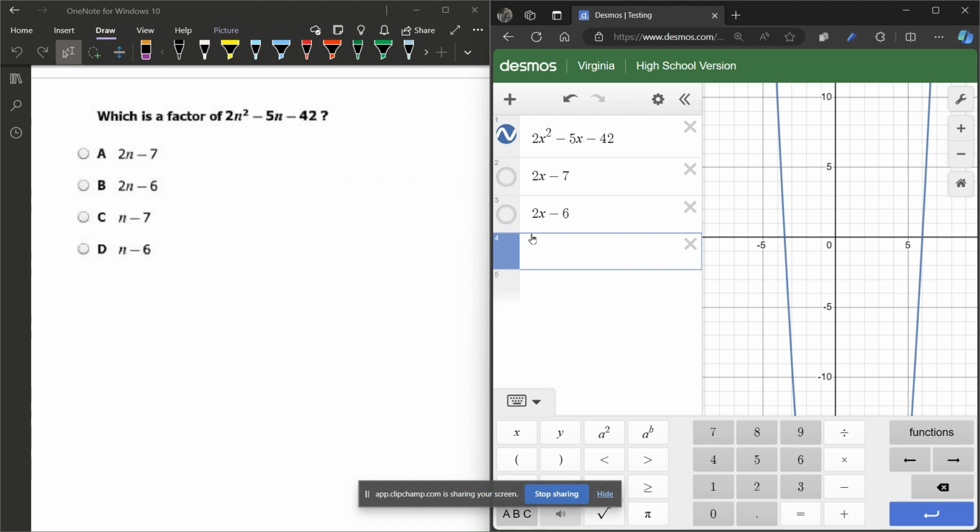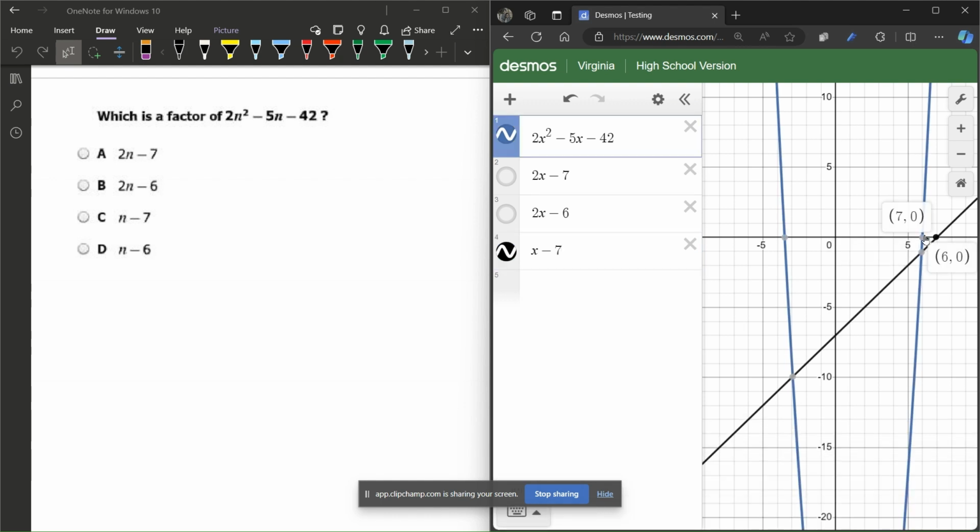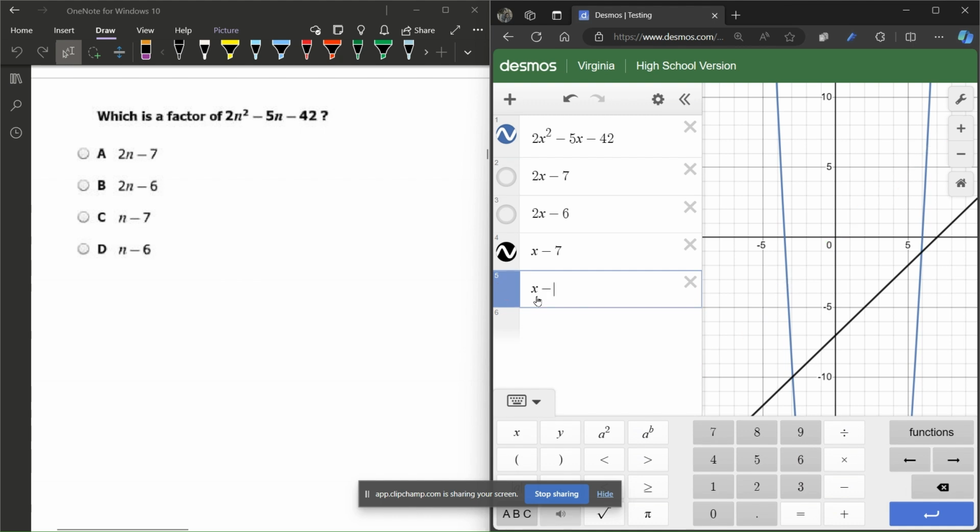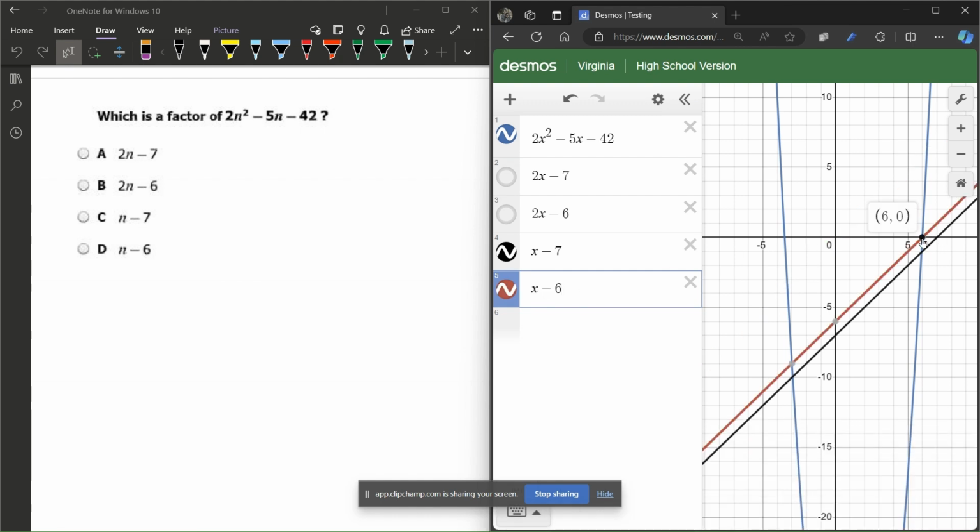And then now I have x minus 7, almost, but it has to be the exact same x-intercept, okay? And the last one must be it, which it is. So the last one, x minus 6, is your factor.